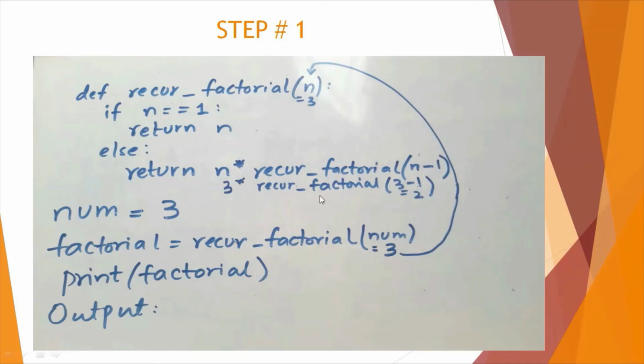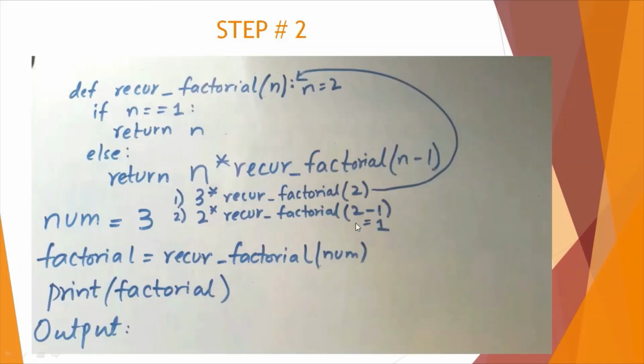So it will keep this in the memory, and it will again go to this function with this 2 value in it. So here again, it goes to this function with n equal to 2, and this condition isn't satisfied yet, so it will go to the else condition, then it will return n, which is equal to what? 2. Multiplied by recursion factorial of 2 minus 1, that is what? 1. So again, it will store this 3 and 2 multiplied by recursion factorial of 2 minus 1, that is what? 1, into the memory, and then by taking this 1 again, it will go back to this function.